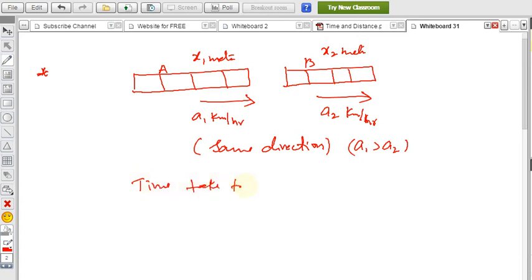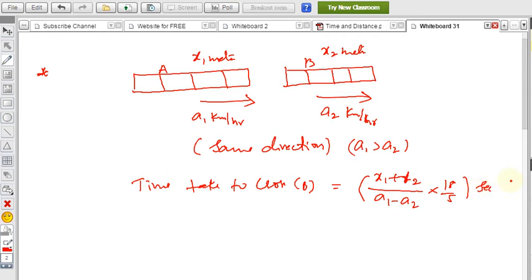Then the time taken to cross train B equals x1 plus x2, the sum of the train lengths, by a1 minus a2, into 18 by 5 seconds. Otherwise you have to make the units the same. If the train speed is in kilometer per hour, you can convert it into meter per second, and for that you need to multiply by 18 by 5. That is for the same direction.